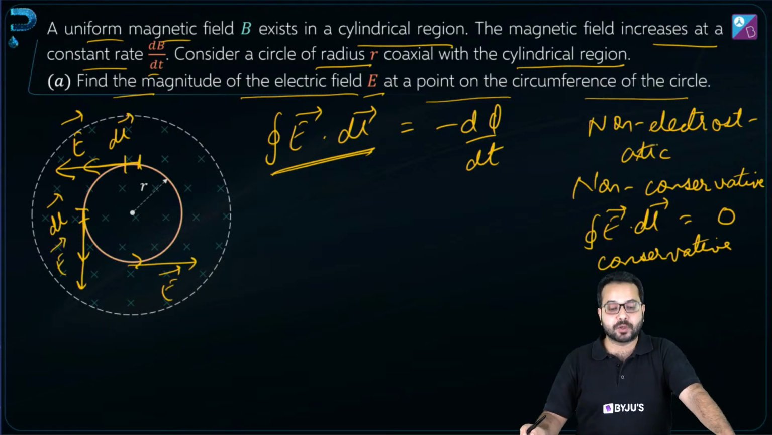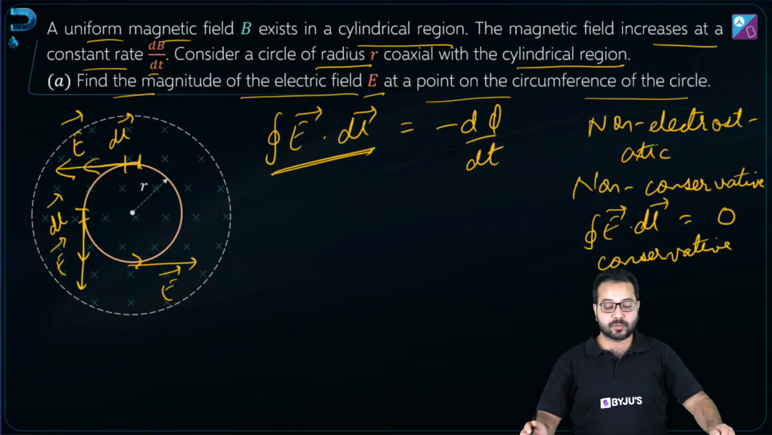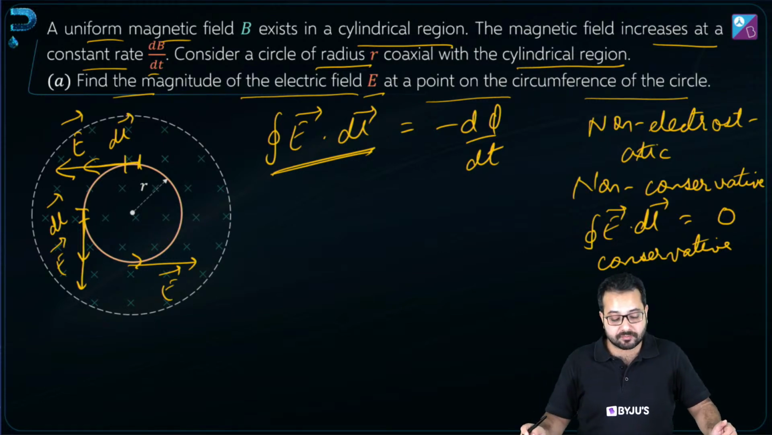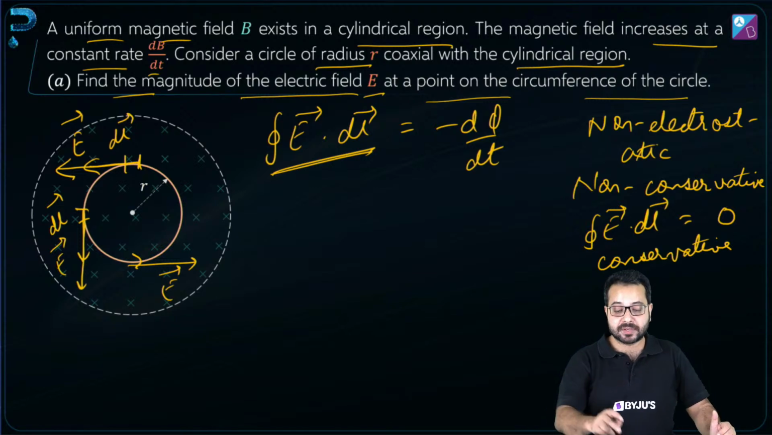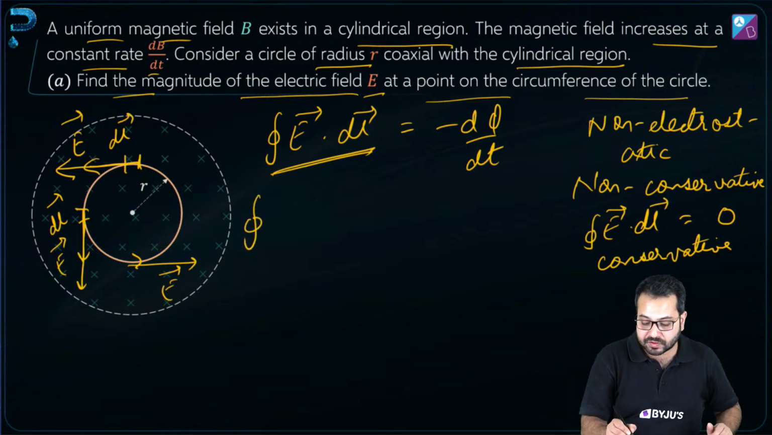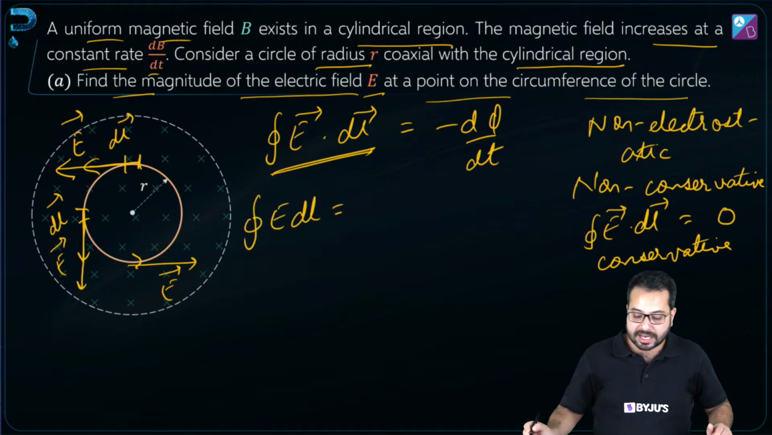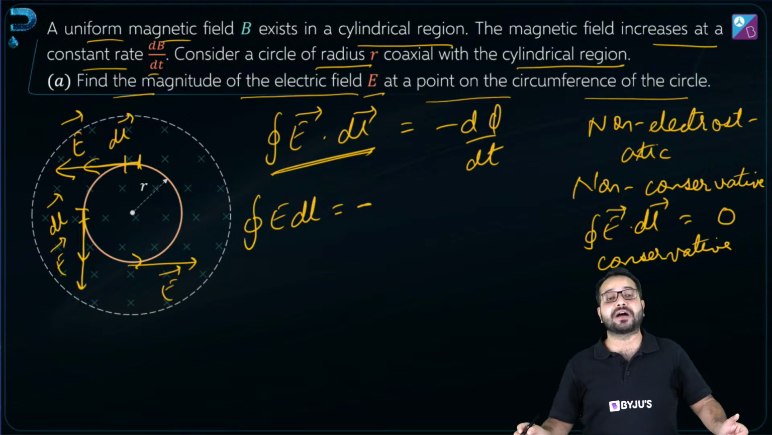Okay, so what is the angle between E and dl? The angle between E and dl becomes 0 degrees. Can you see that? So this becomes the closed integral of E dl, and this is equal to minus dφ/dt.